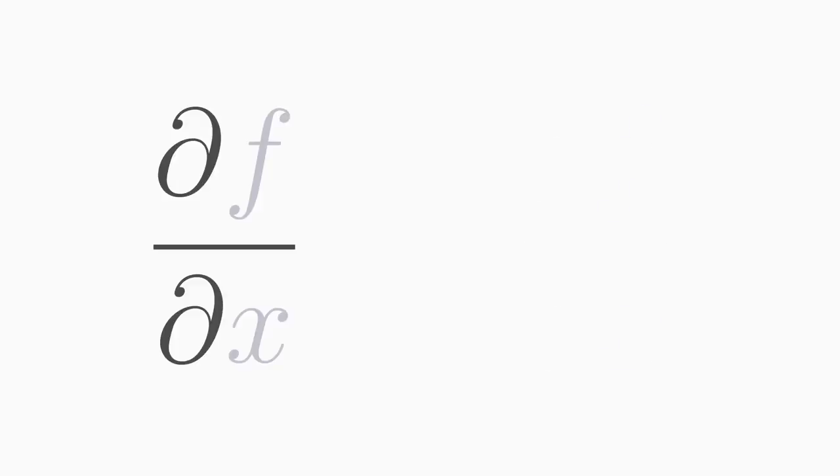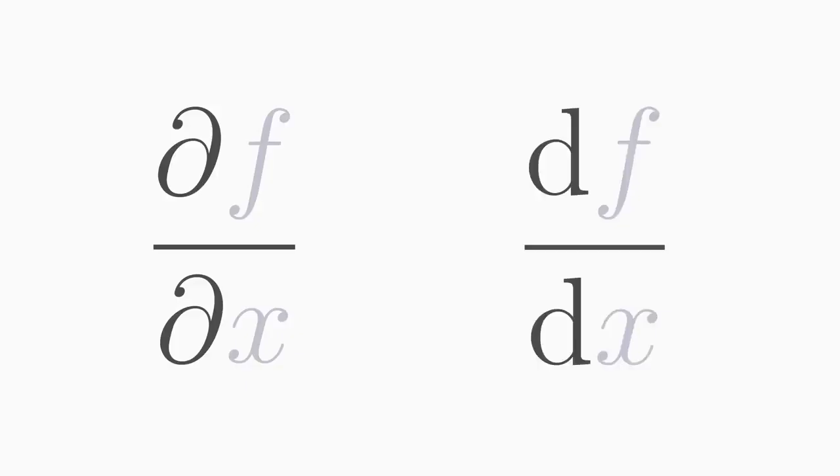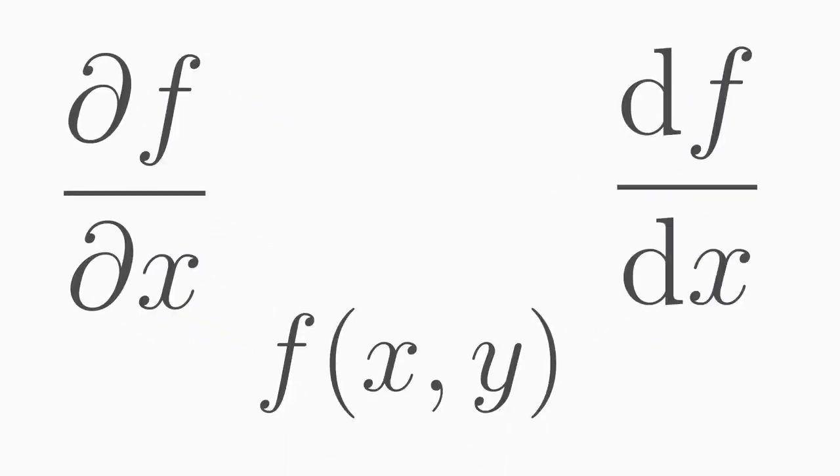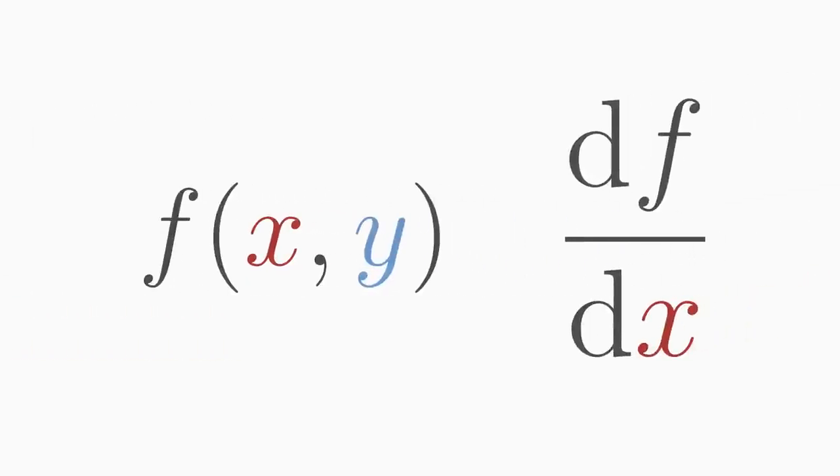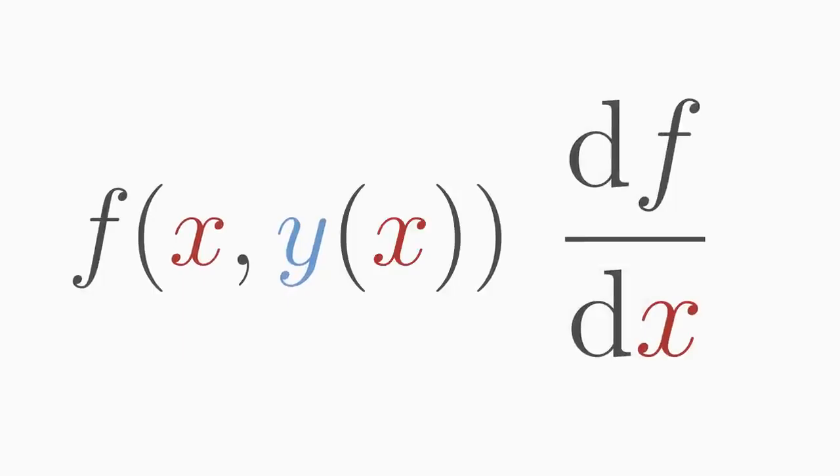What is the difference between a partial derivative and a total derivative of a function f? Here the function f depends on x and y, and in both derivatives here we differentiate with respect to x. In the partial derivative, written with the curved del, y is independent of x. In the total derivative, which is noted with a d, y can depend on x, so the change of the variable x also affects the value of y.